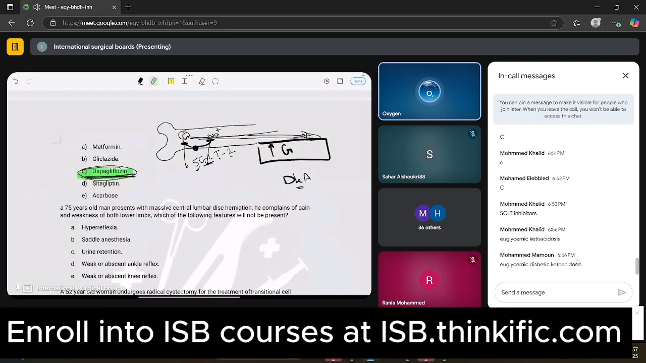A 75-year-old man presents with massive central lumbar disc herniation. He complains of pain and weakness of both lower limbs. Which of the following features will not be present? Hyperreflexia, saddle anesthesia, urine retention, weak or absent ankle reflex, weak or absent knee reflex.